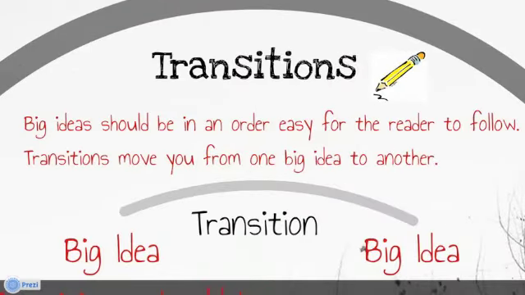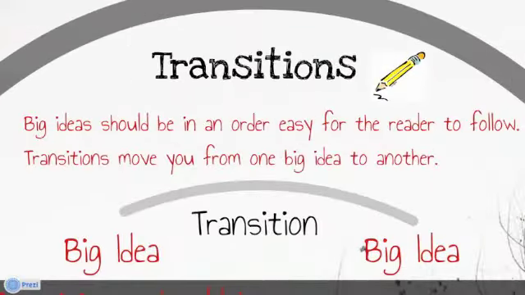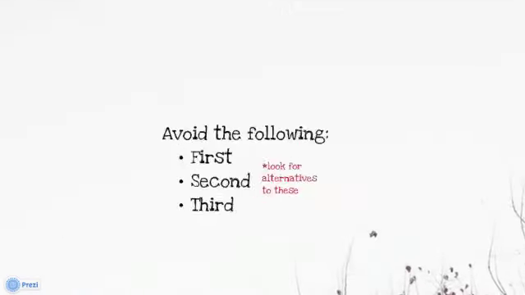So moving to transitions. I know over the last couple of years, your 7th grade teachers have been working really hard with you to use transitions more effectively. So I'm not too worried or concerned about transitions. But basically the idea is that it should bridge between one big idea and the next, and it should be an easier way to follow or move from one thing to the next. They should be effective, natural sounding, and never distracting to the reader.